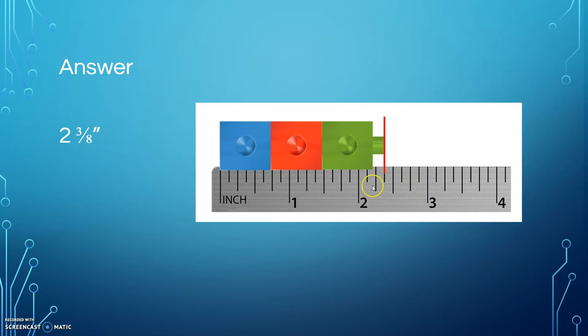Once I know that, I need to find the whole number, which in this case is going to be 2. And then lastly, I count the marks passed. So I've got 2 and 1, 2, 3. So I've got 3 marks passed. I put that over my scale, which is over 8. So my final answer is 2 3/8 of an inch.